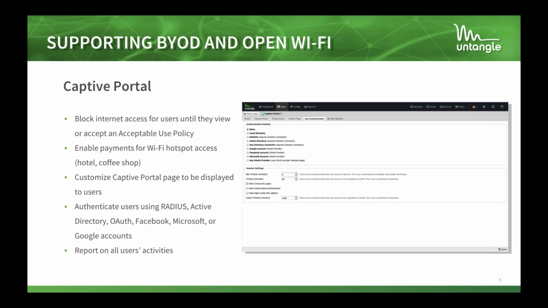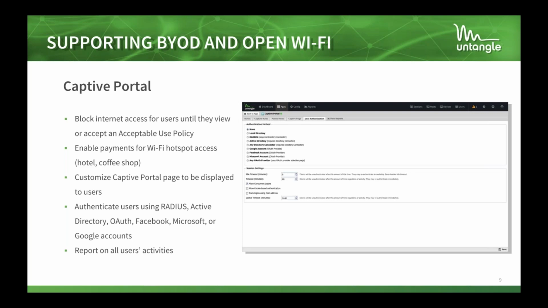Please be nice on the internet. Welcome to our portal, et cetera, et cetera. You can also enable payments for Wi-Fi hotspot access if you're a little market, a coffee shop, a hotel. This would be done through a custom captive page, so you can customize a captive portal page to be displayed. And this is also able to authenticate users. So we can do this a lot of different ways. You see there we use OAuth for things like Facebook and Google accounts. That to me is a very good use case for the coffee shop scenario.